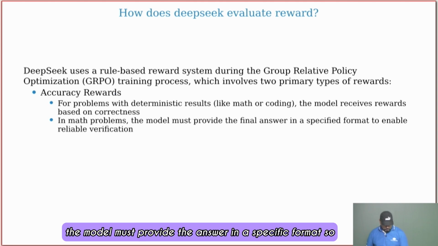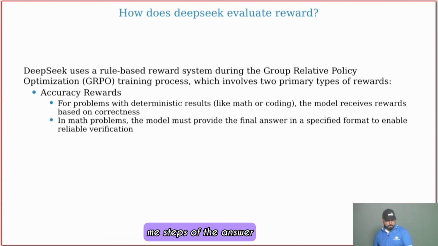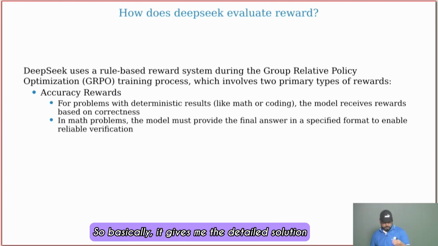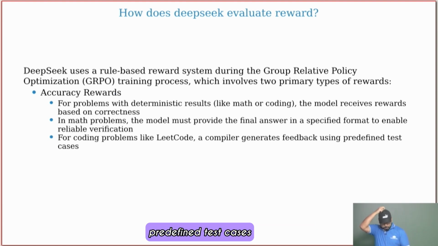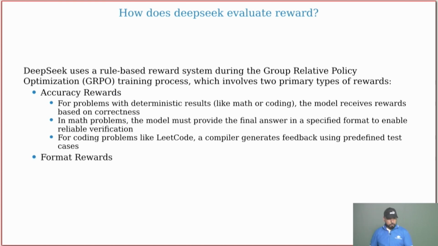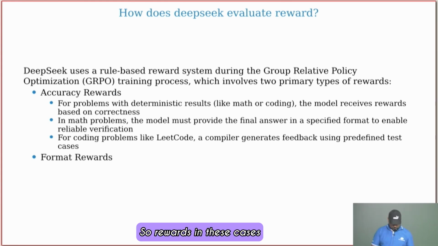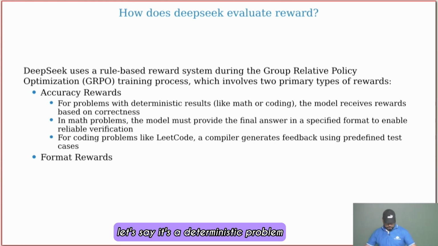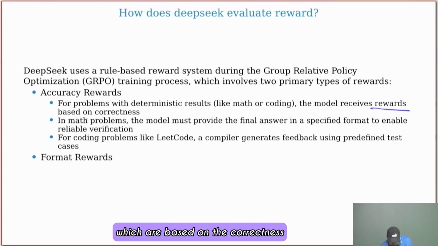Here again, in math problems, the model must provide the answer in a specific format so that it's reliable. A specific format here means it shows me the steps of the answer. So it gives me the detailed solution and not just the final answer. For coding problems, the LeetCode compiler generates feedback using predefined test cases. So what we saw is that one of the problems is how to define the rewards. In these cases, let's say it's a deterministic problem, coding and math problems, and then we can look at rewards which are based on correctness.